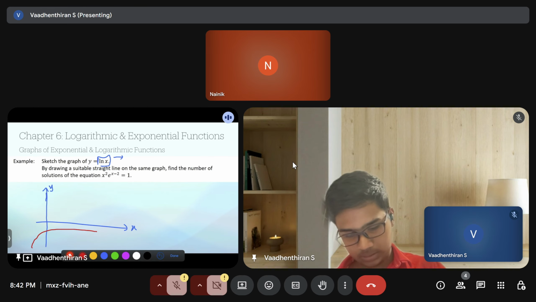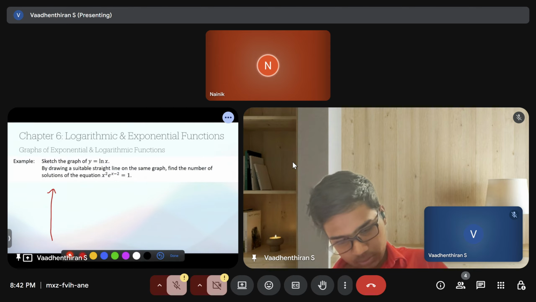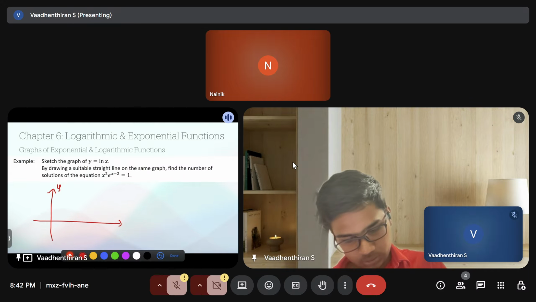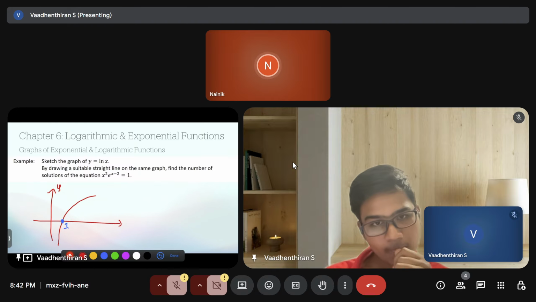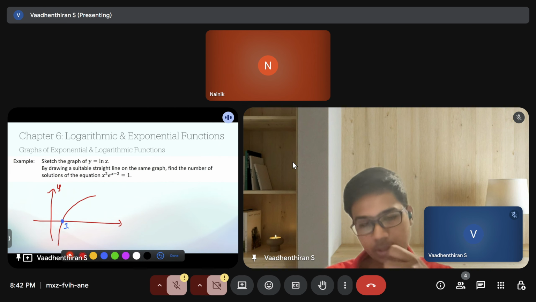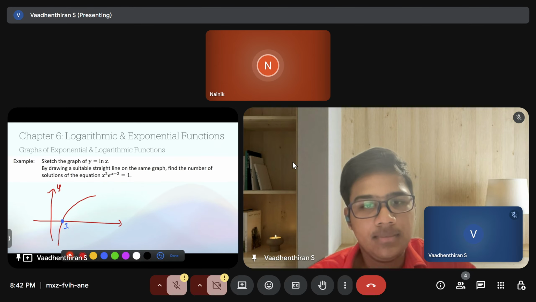Sorry, then it should be, one second. I think it should intersect at 1. Sorry, yeah, it should intersect at 1. This is 1, x equals 1. But at 2.7, or e, ln e will just become 1. At e on the x-axis, it'll be 1 on the y-axis, right?